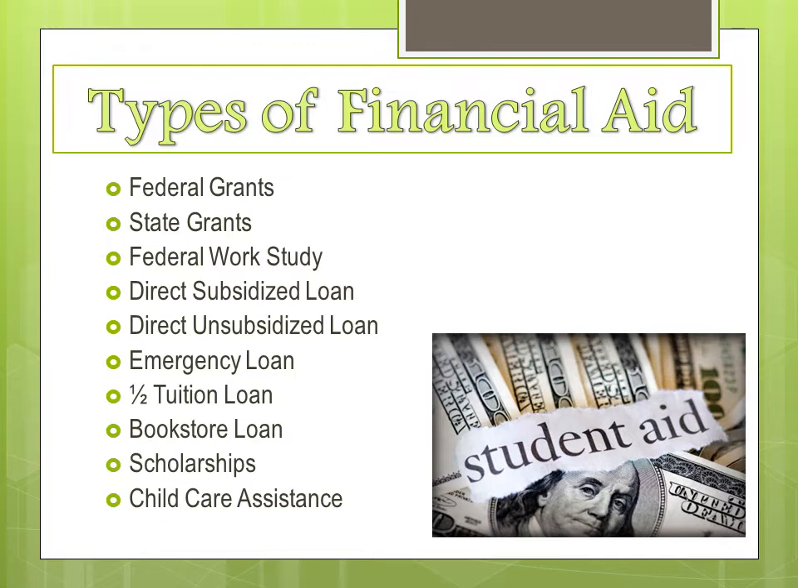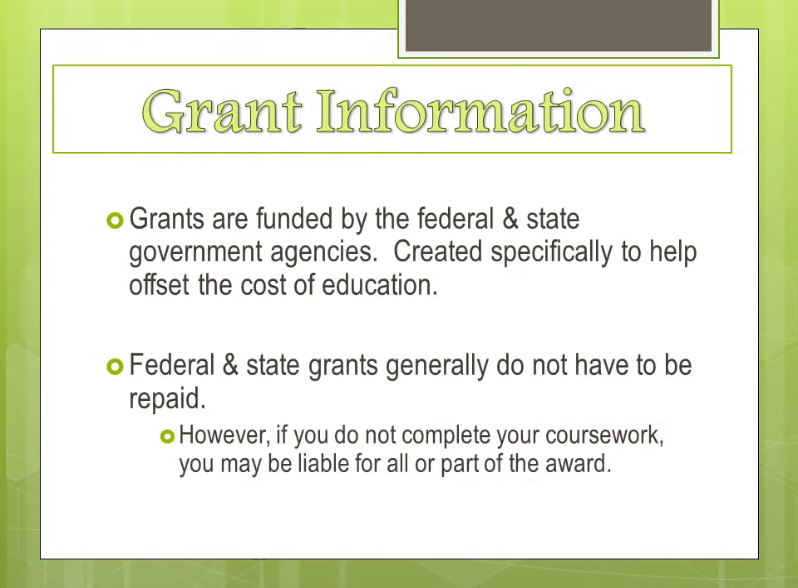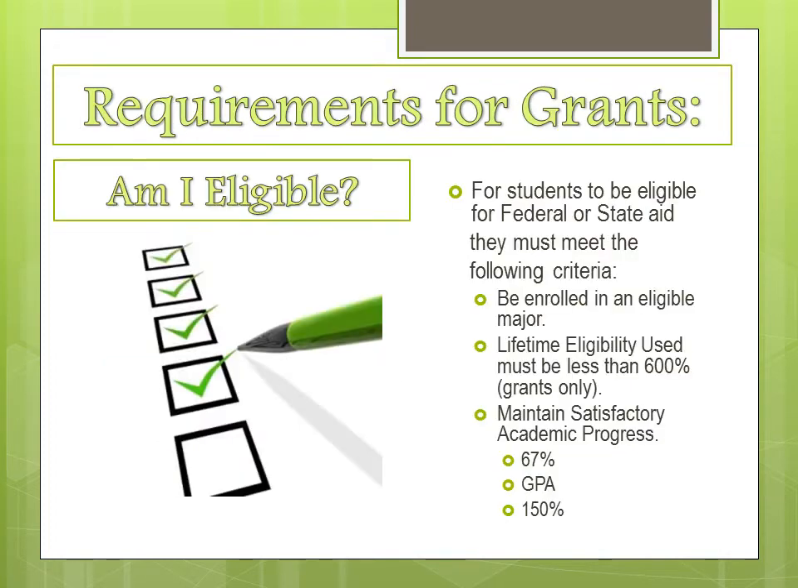The different types of financial aid are federal grants, state grants, work study, subsidized loans, unsubsidized loans, emergency loan, half tuition loan, bookstore loan, scholarships, and child care assistance. Grants are funded by the federal and state government agencies created specifically to help offset the cost of education. Federal and state grants generally do not have to be repaid. However, if you do not complete your coursework, you may be liable for all or part of your award.